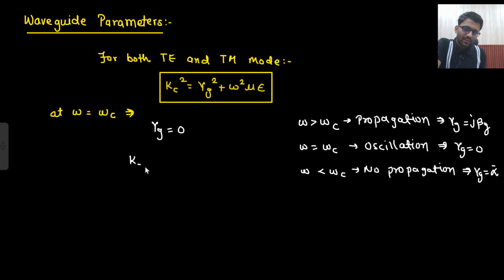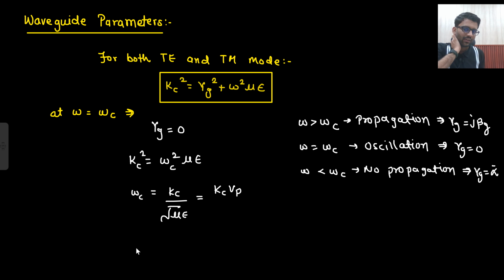That means Kc square will be equal to omega c square mu epsilon. Why are we doing so? Because we need to find the value of cutoff frequency. So here, omega c is equal to Kc by under root mu epsilon. What is 1 by under root mu epsilon? Vp. So Kc into Vp is equivalent to omega c.